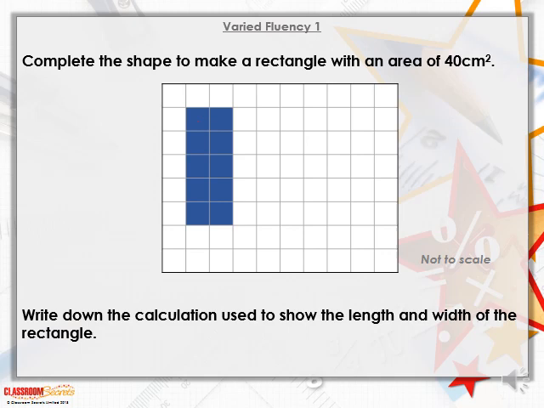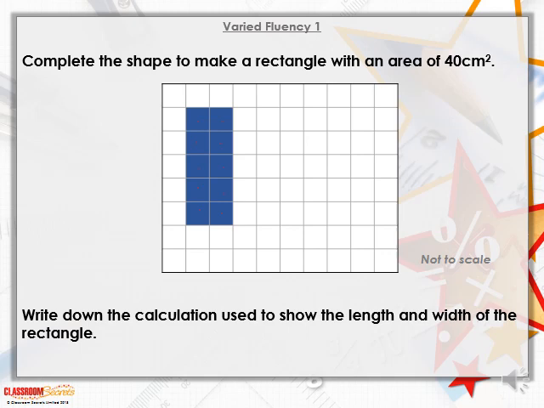So 1, 2, 3, 4, 5, 6, 7, 8, 9, 10. So at the moment, the area of our shape is 10 centimetres squared, but we want it to be 40 centimetres squared. So if we want it to be 40 centimetres squared, and we're counting in fives because each one is 5 squares long, we've got 10 and we need to get to 40.